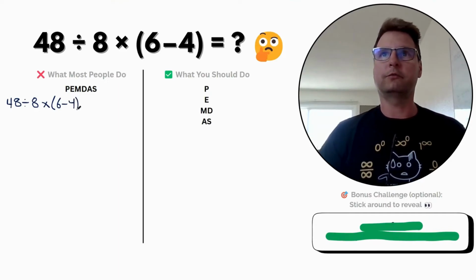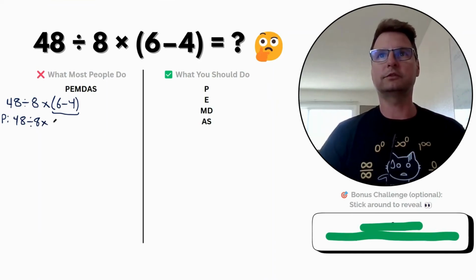So again, what was the first step? P for parentheses. So we'll label our first step as parentheses. If we follow that, we'll be doing this part first. Bring down everything else. But we do the part in parentheses, which is 6 minus 4, which is 2.